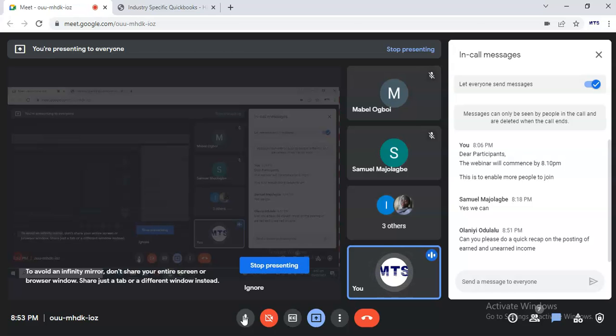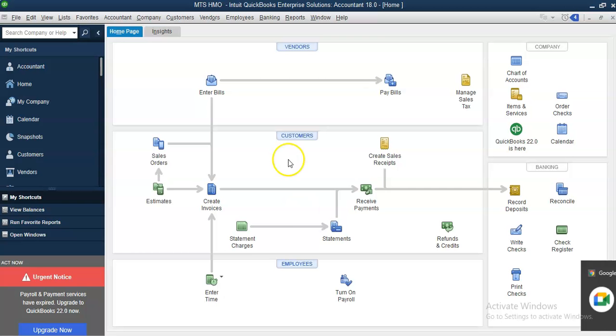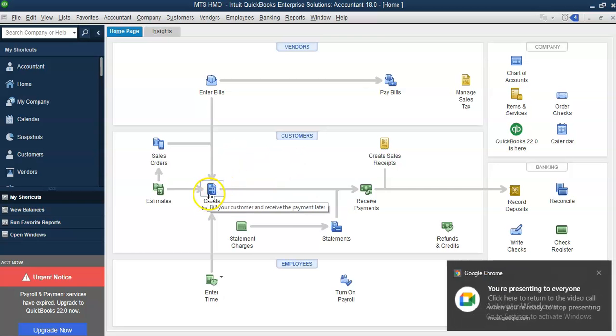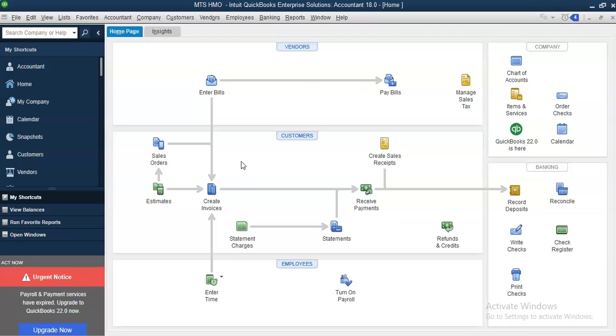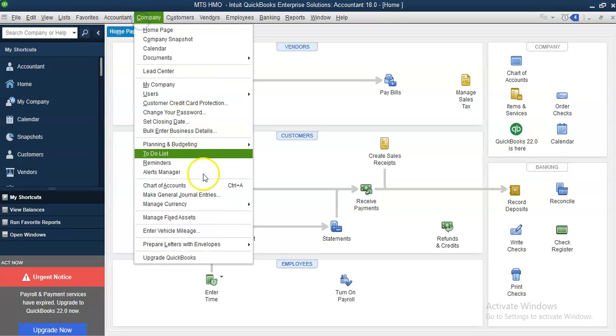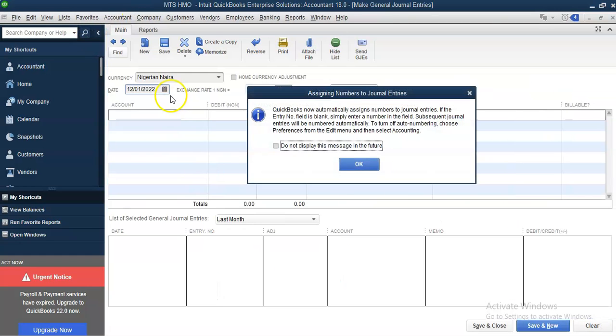So for the earned premium, like I said, you raise your invoice to capture the total amount of the earned premium, the unearned premium. So when you raise your invoice, the amount goes to the unearned premium account, which is your deferred income, and which is between your account receivable and the unearned premium. By the time the plan now expires, that is when you go and raise that journal entry, which is by coming to company, make general journal entries.